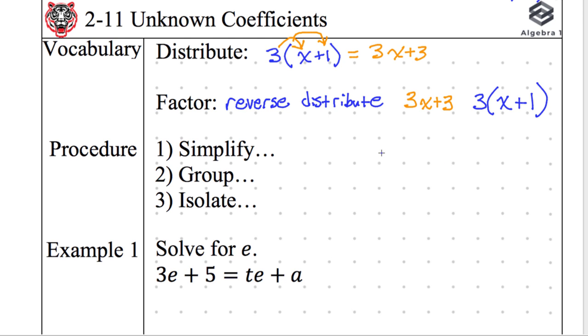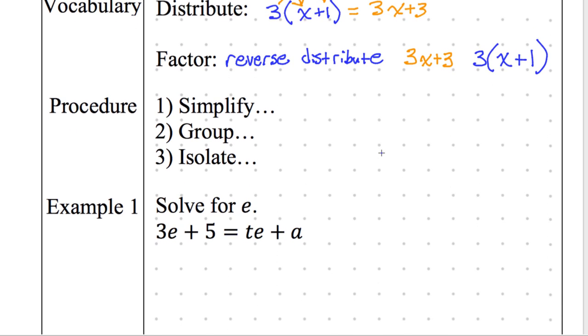Okay, so for all of today's homework, here is the procedure. We are going to simplify, group, and then isolate. More specifically, we're going to simplify both sides of the equation. We've already done this before. We know how to simplify both sides. If it has some distribution to do, I will go ahead and distribute it. If there are two like terms, I will combine like terms. I know how to simplify already. This is review. Okay, this is the new stuff.